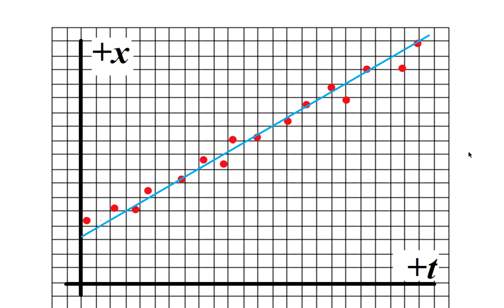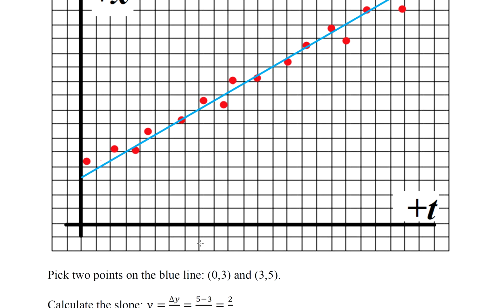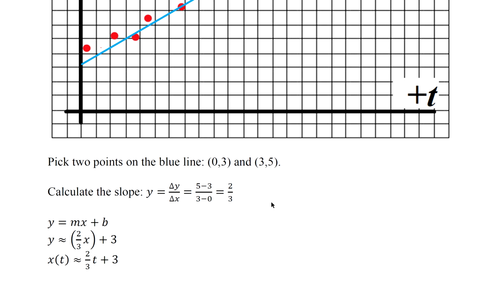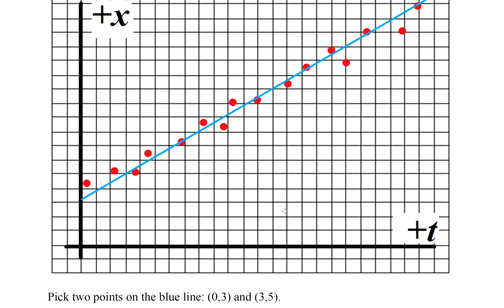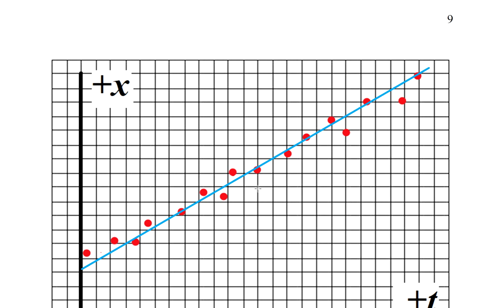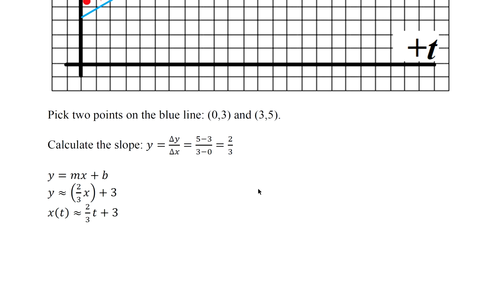Now let's take two points on this best fit line to find an equation. One point is approximately 0, 3. Another one is about 3, 5. We can use those two values to find the slope. Then we can use y equals mx plus b to find an equation for this best fit line. Once again, the equation for this best fit line will be different than yours.